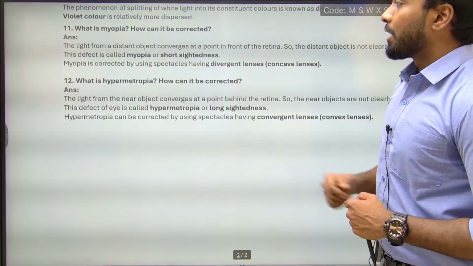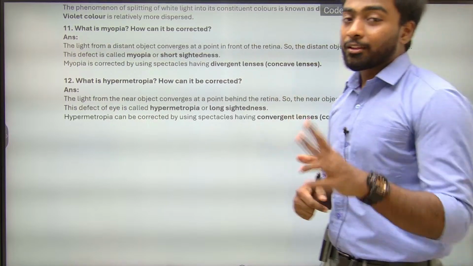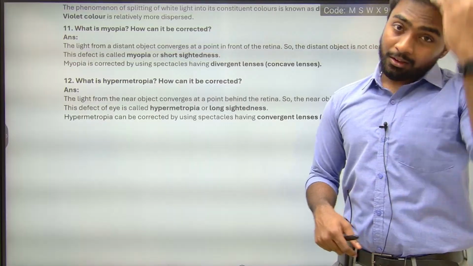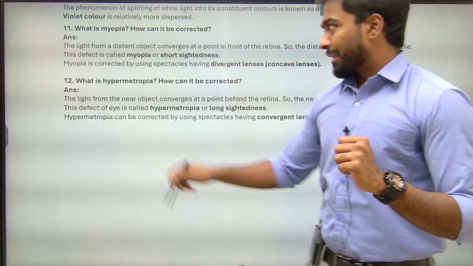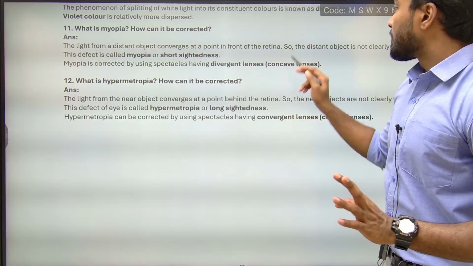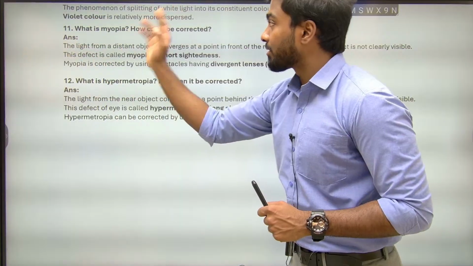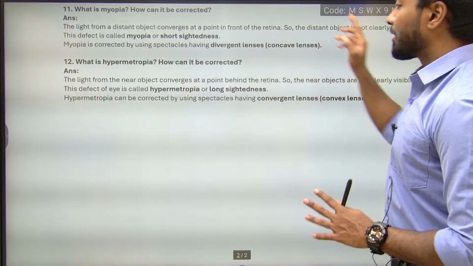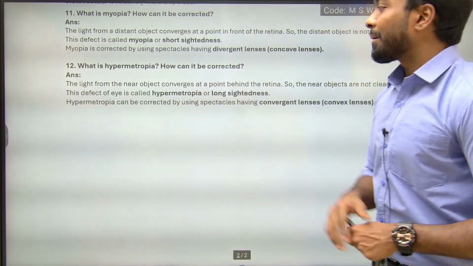And what is myopia and how can it be corrected? Myopia and hypermetropia are the two defects we can talk about in the lens, now that the ray optics chapter is there. Light from a distant object converges at a point in front of the retina, so the distant object is not clearly visible. In that sense it is myopia. Obviously the opposite, where near objects are not clearly visible, is hypermetropia. And how can it be corrected?